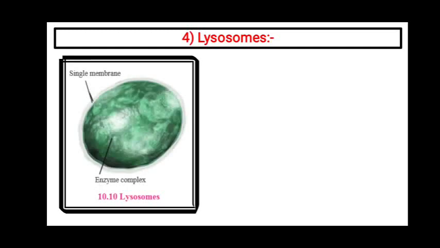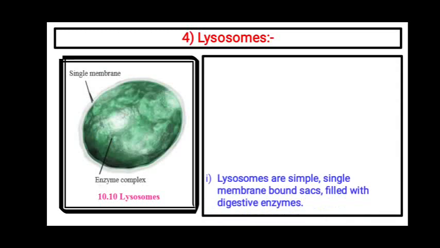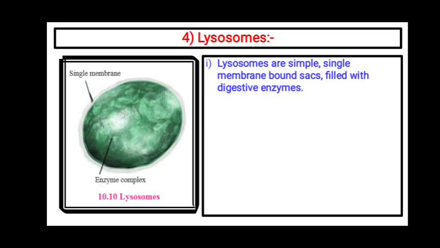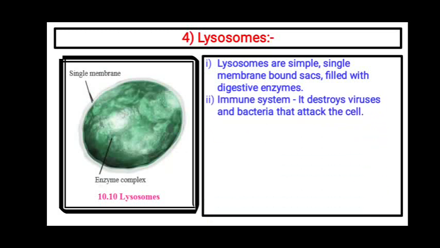Next cell organelle is lysosomes. This is the diagram. It has a single membrane which consists of enzymes. The characteristics, first one: lysosomes are simple. They are single membrane bound sacs, you can see in the diagram, and they are filled with digestive enzymes.